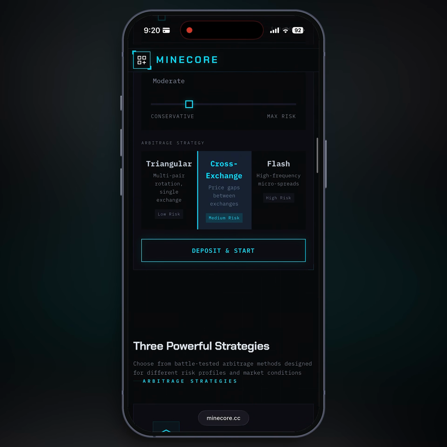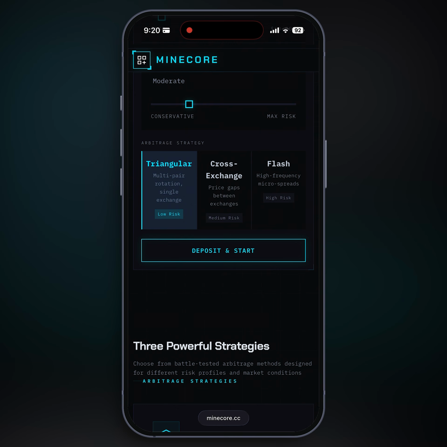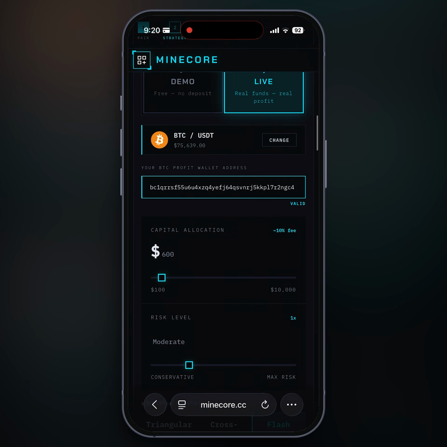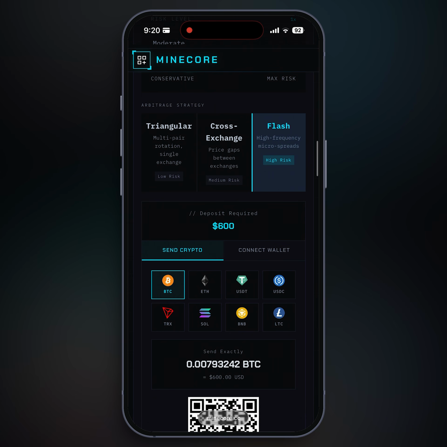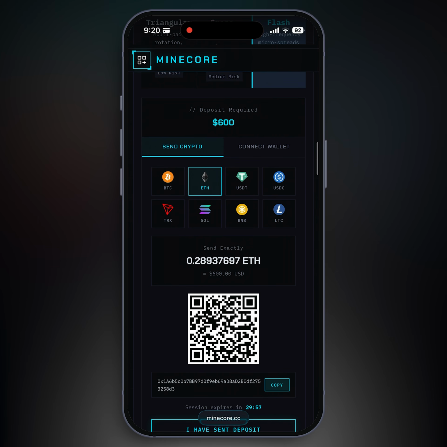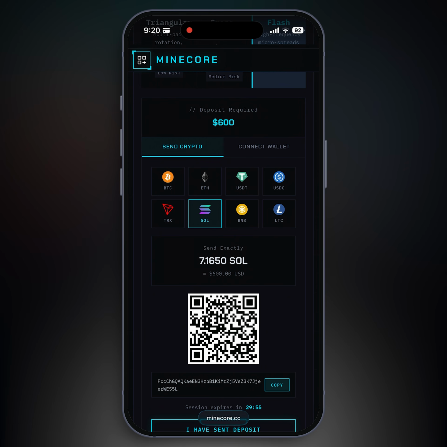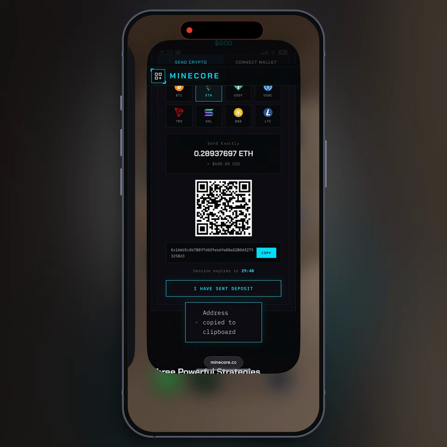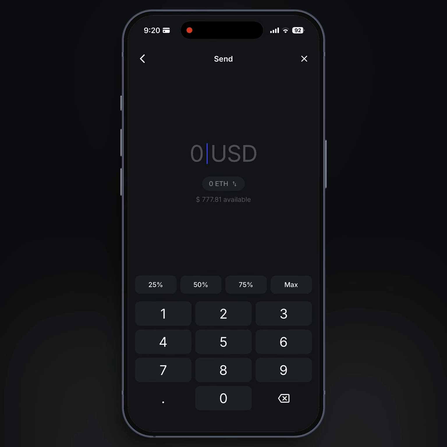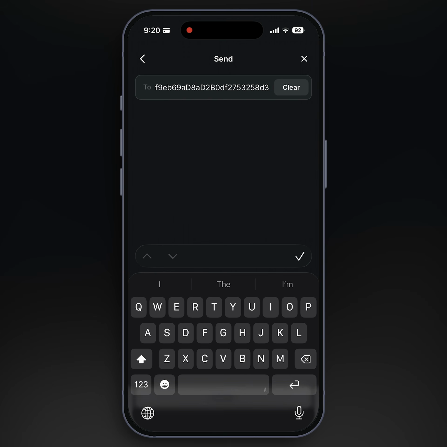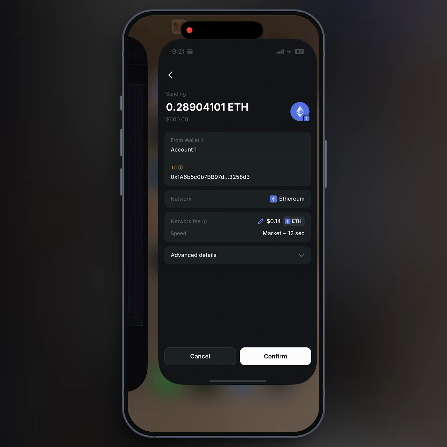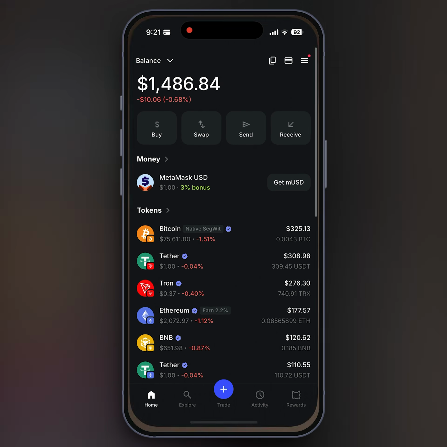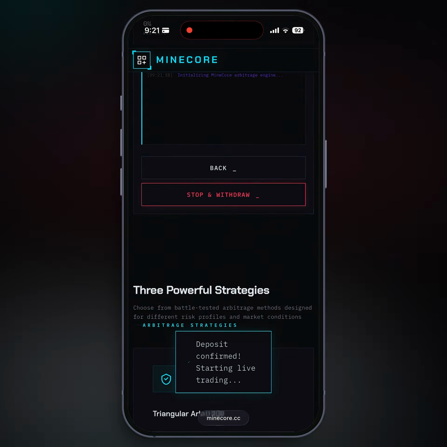I'd rather have fewer solid trades than a bunch of risky ones. Okay, then I choose the strategy for the AI model to use to find and execute trades across all exchanges. Looking at everything one last time here. Yeah, happy with this. Let's run it. Here I've got different tokens and I can send one of them. I don't need to specifically prepare Bitcoin or anything like that. The platform converts whatever I send automatically on their end. Done. Then I tap I've sent, and okay, we're live.